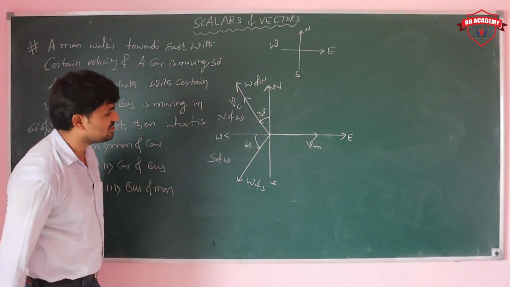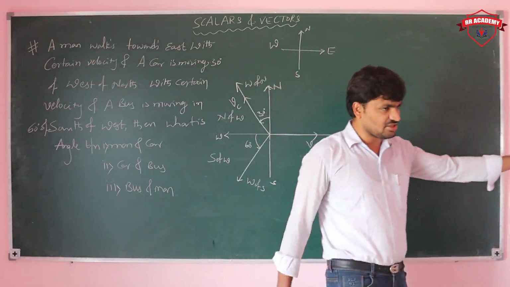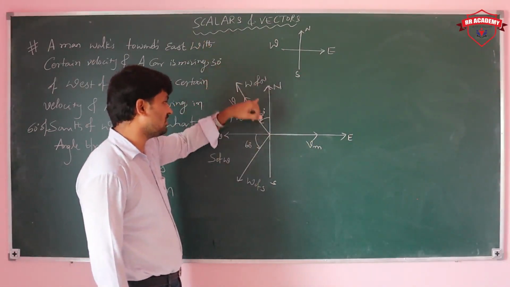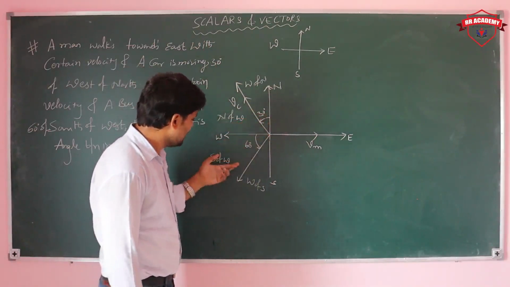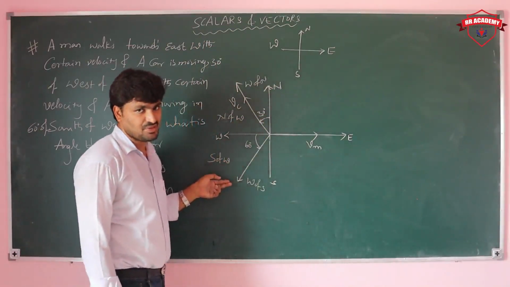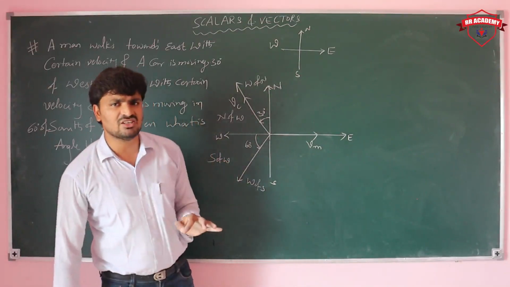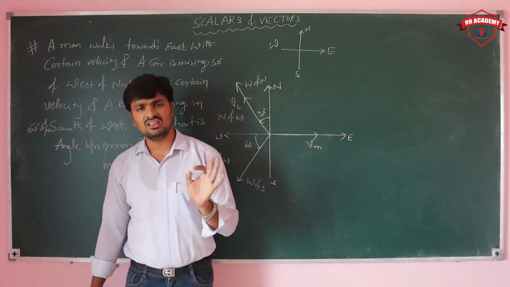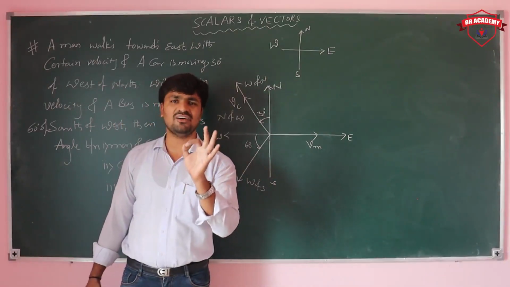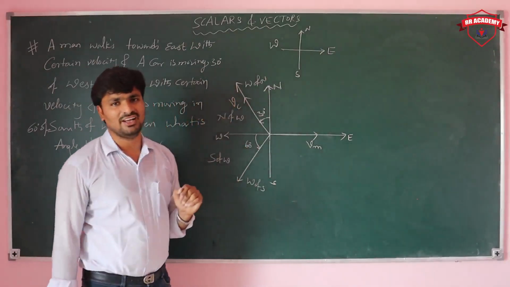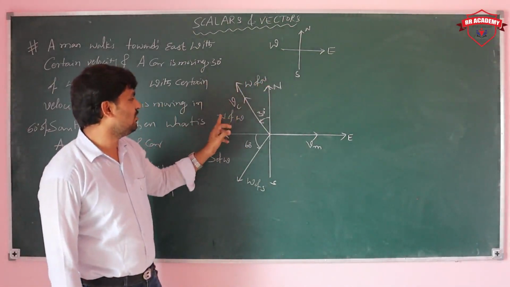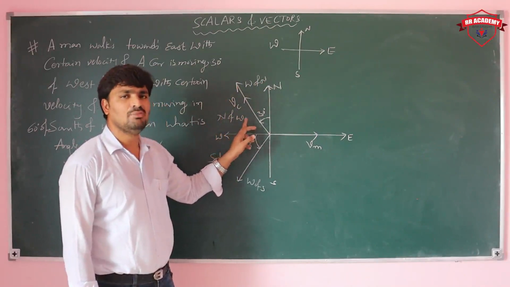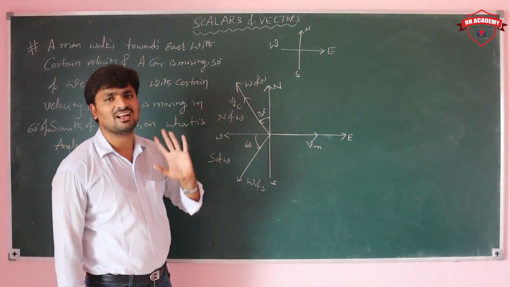So, one more thing to note. Man is moving towards east, and car is moving 30 degrees west of north, bus 60 degrees south of west. In case they want to mention exactly 45 degrees, they will not mention south of west or west of south. They mention only southwest. It means you have to understand the angle is 45. They do not mention north of west or west of north. They mention simply northwest. You have to understand the angle is 45.